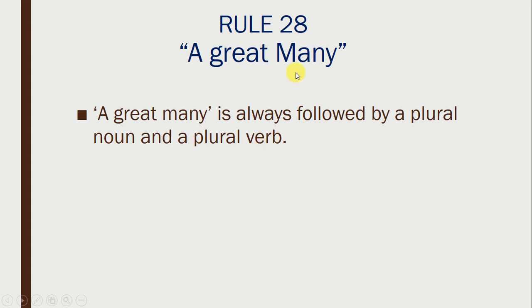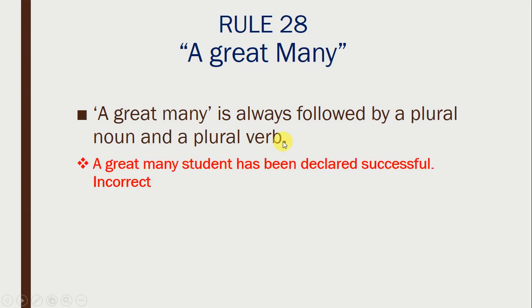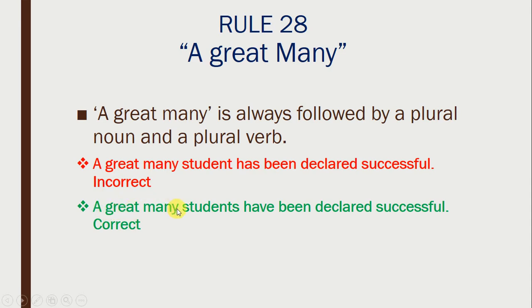Okay, with many a, what do we use? With many a, we use singular. With a great many, you have to use plural. For example, this statement: a great many student has been declared successful. What should be the verb here? Should be plural. A great many students. Noun should also be what? Plural. So a great many students, and verb should also be plural. A great many students have been declared successful.